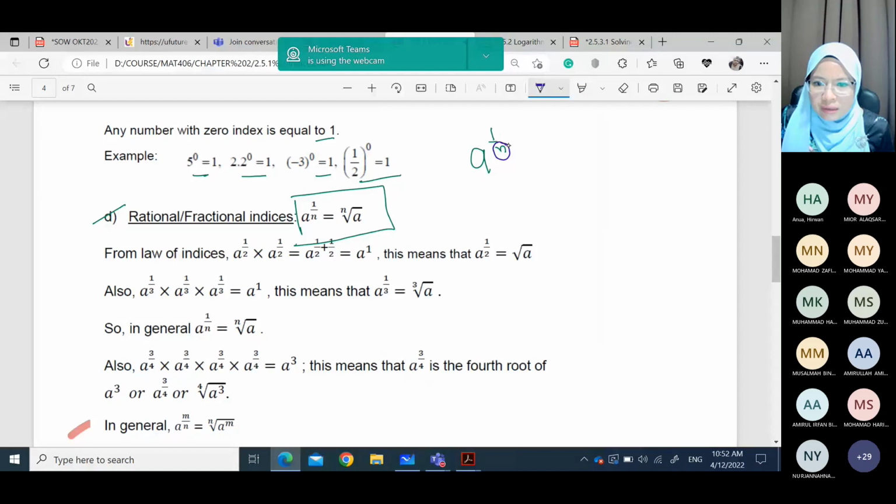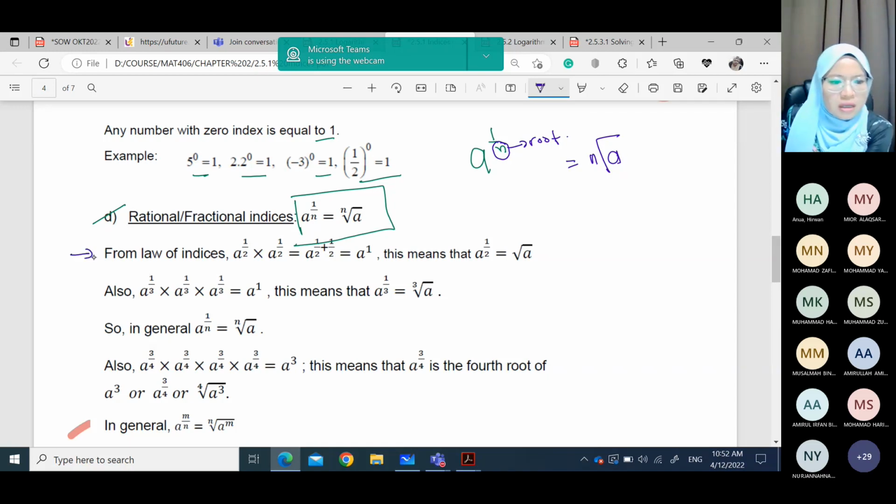Ni dia adalah root, R-O-O-T. Okay, punca. Dalam bahasa Melayu kita panggil punca lah. So, a to the power of 1 over n is equivalent with a root of n. Punca kuasa 2. Punca kuasa n. Okay. Alright, so ini adalah rational ataupun fraction index.